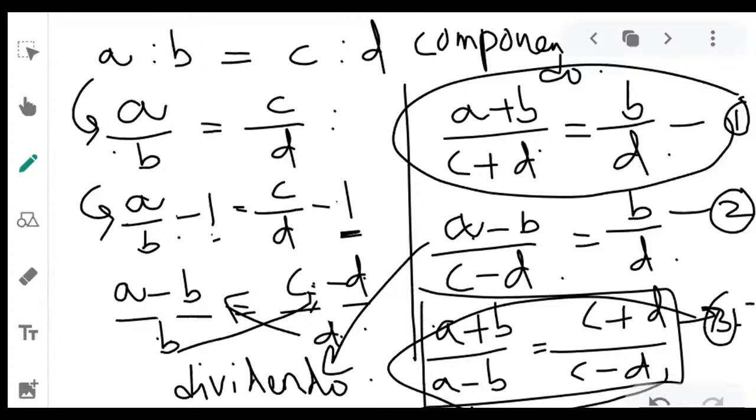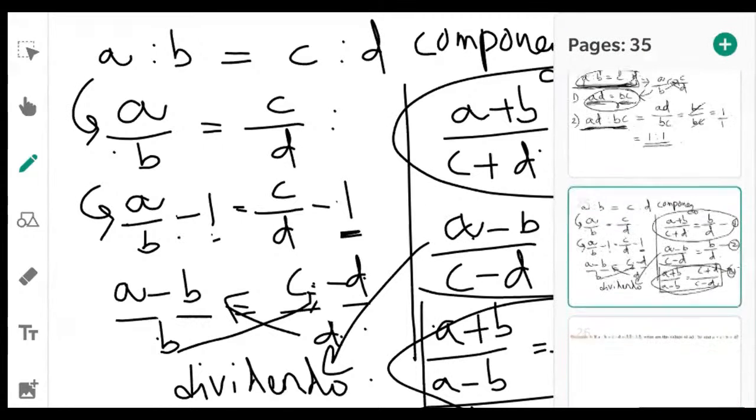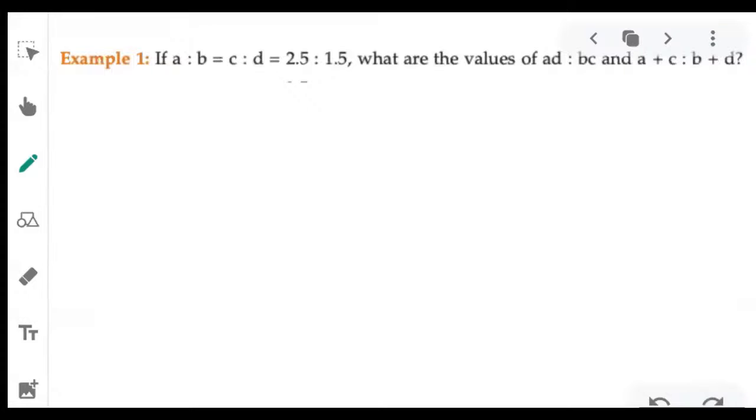All right. Now we'll move on to the next question. Nandini, can you read the question for me? If A is to B is equal to C is to D equal to 2.5 is to 1.5, what are the values of AD is to BC and A plus C is to B plus D? So they gave you the proportion and they are asking to find these individual ratios.